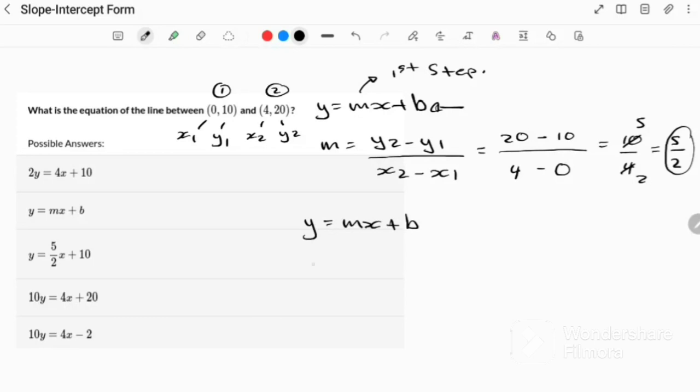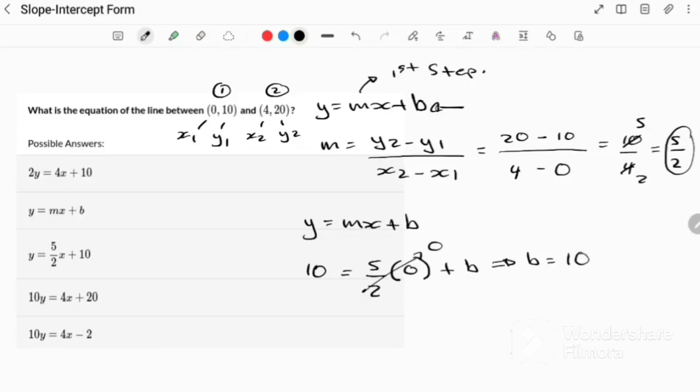So our y is 10, our m is 5 over 2, our x is 0, and our b is what we're trying to find. This is 0, so we're left with b is equal to 10.